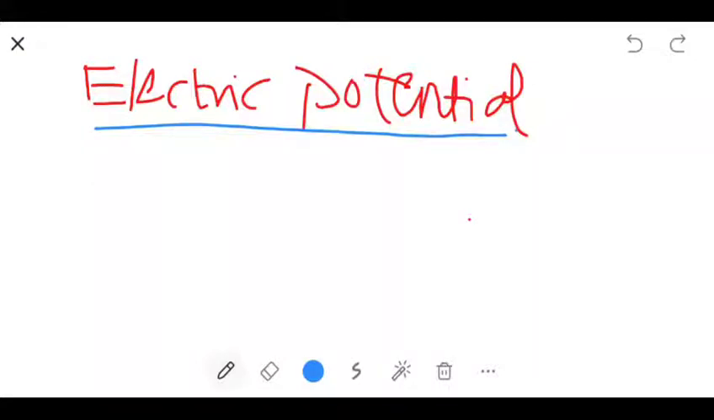In electrostatics, we studied electric field intensity, the force expression due to Coulomb's law, and the various charge distributions. Another feature of the static electric field is electric potential. The static electric field produces electric potential.